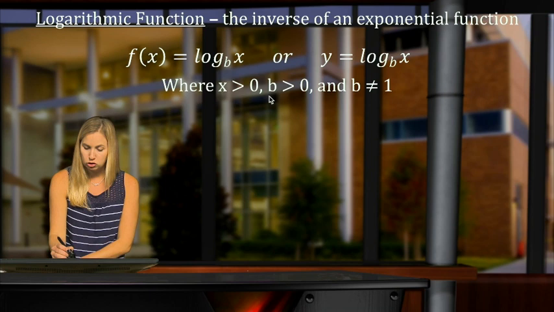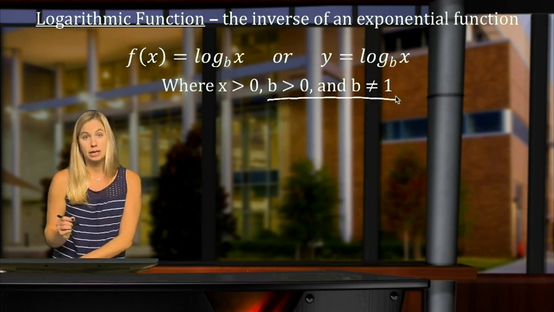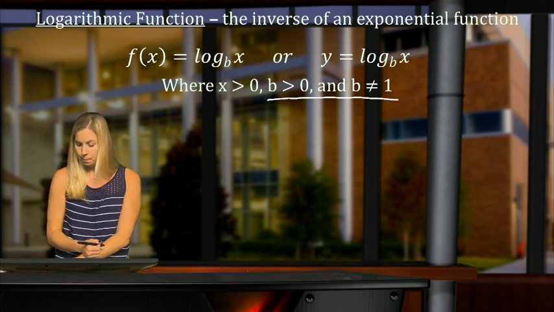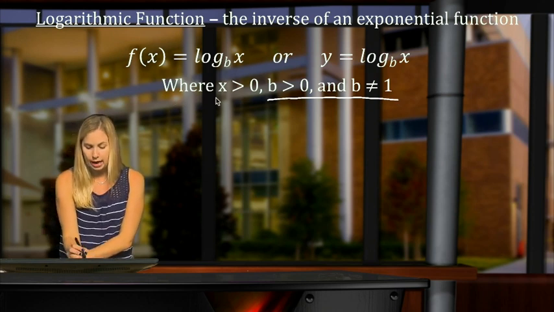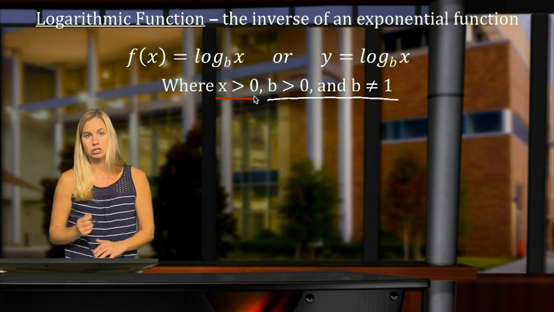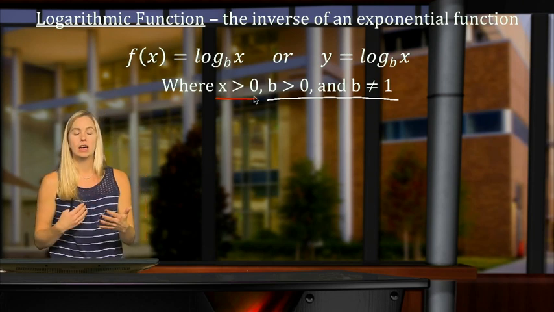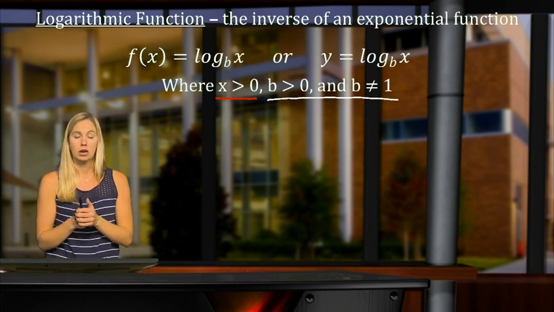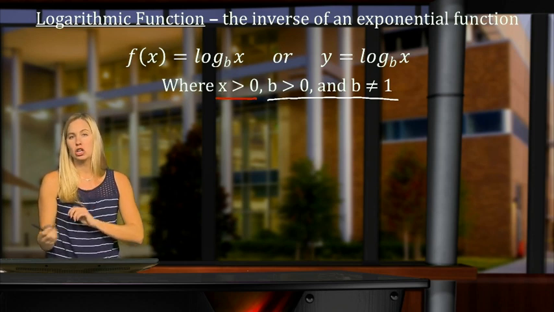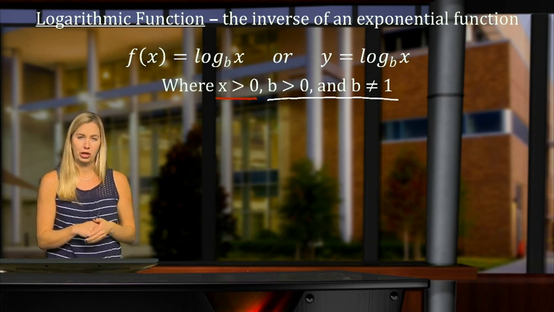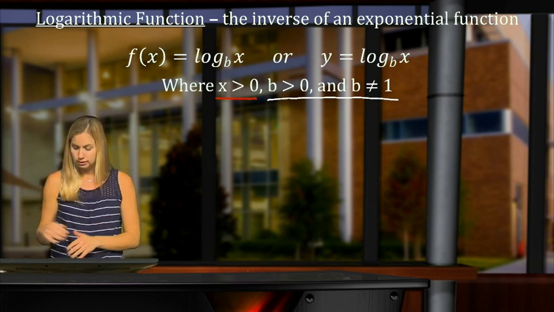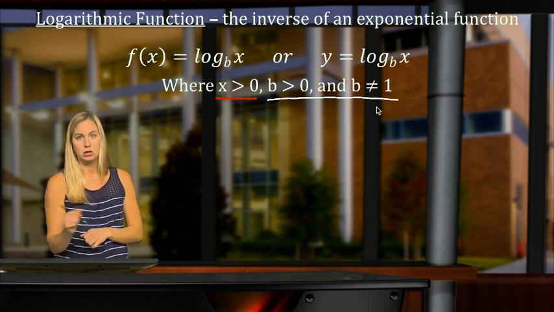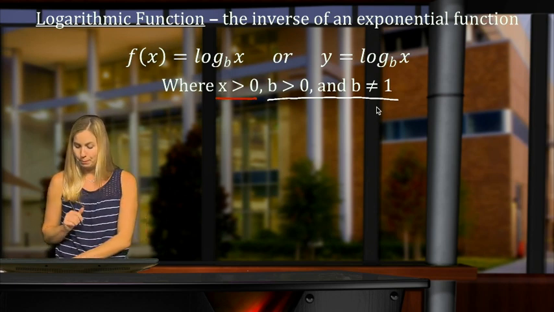Now it has the same restrictions on b that we had for our exponential functions, so b must be greater than 0, b cannot equal 1. And now we have a new restriction that x must be greater than 0. And that comes from that inverse relationship between our exponential functions and our logarithmic functions. And we're going to look at that in just a second when we start talking about all the characteristics of our log functions. But it is important to remember that x must be greater than 0, and then we still maintain those restrictions on our base.